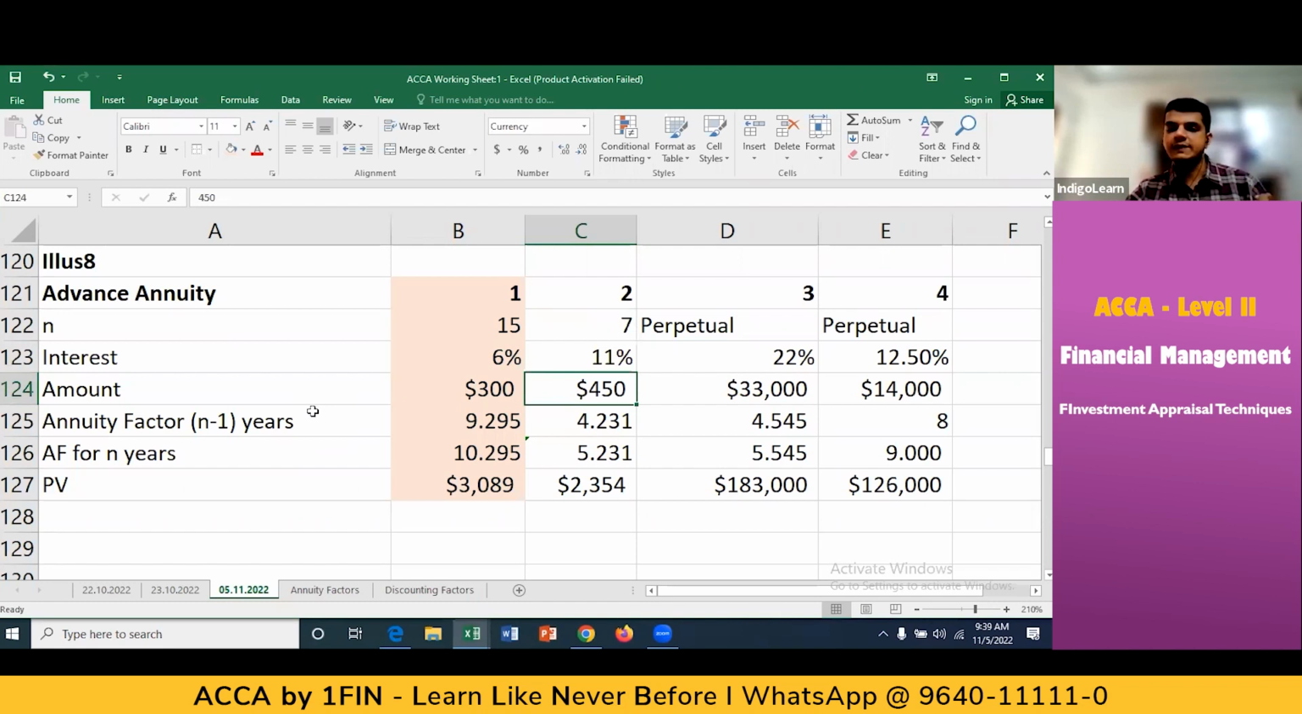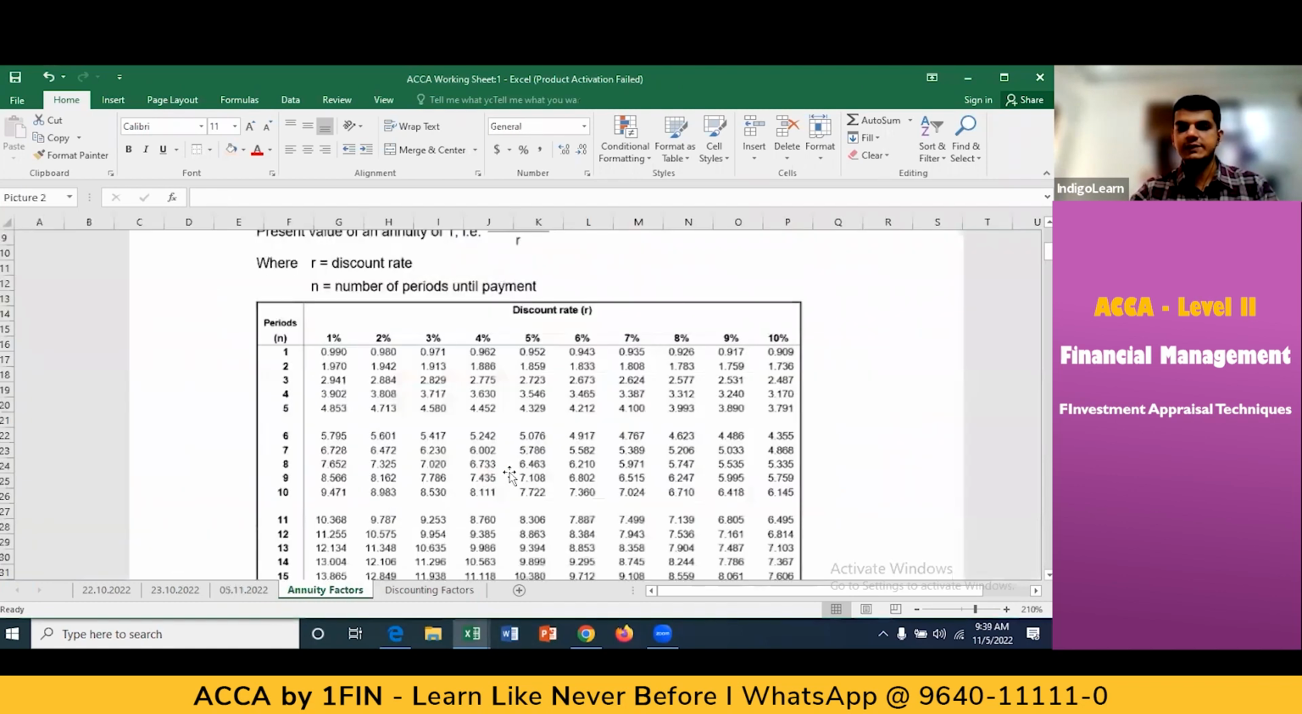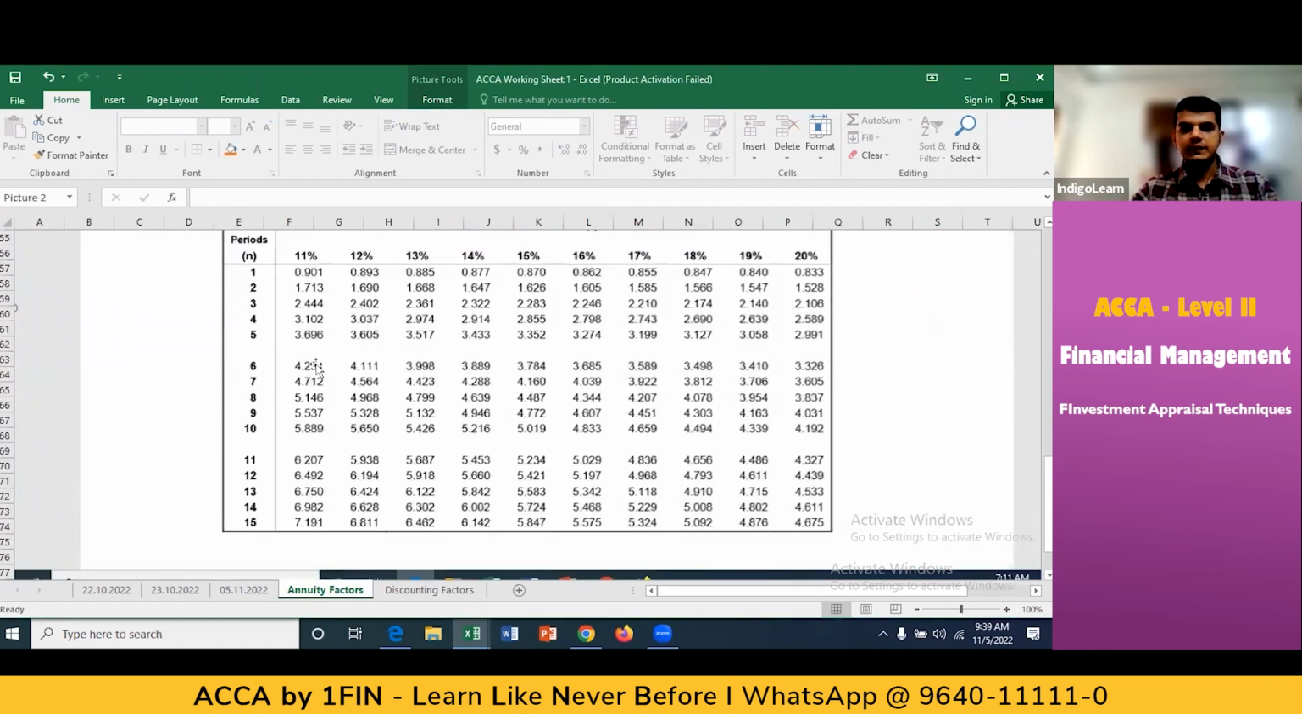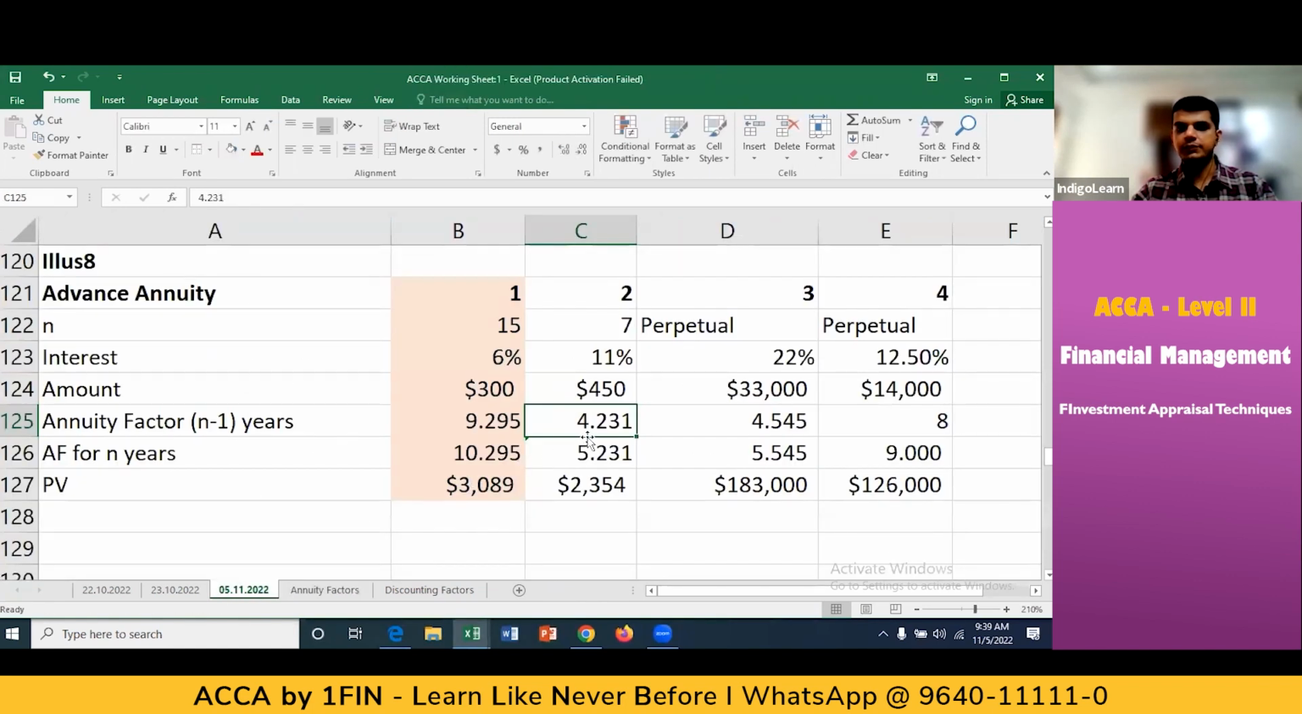So we'll calculate for 6 years, then add 1 to it, we'll get the total annuity factor. So 11% for 6 years, 4.231. We'll just add 1 for year 0. That is the annuity that we'll be receiving immediately. And then for present value, we'll just multiply the annuity 450 into the annuity factor 5.231, and we'll get the answer 2354.